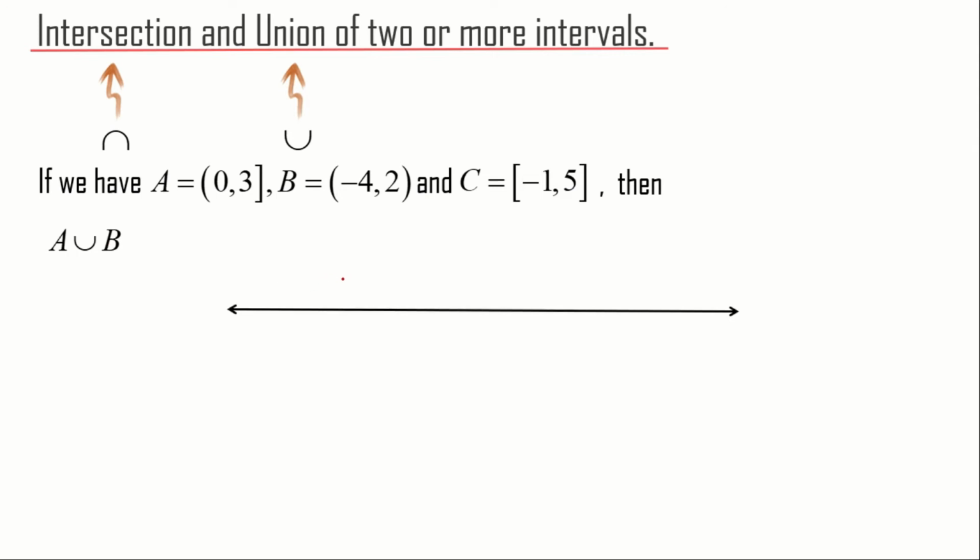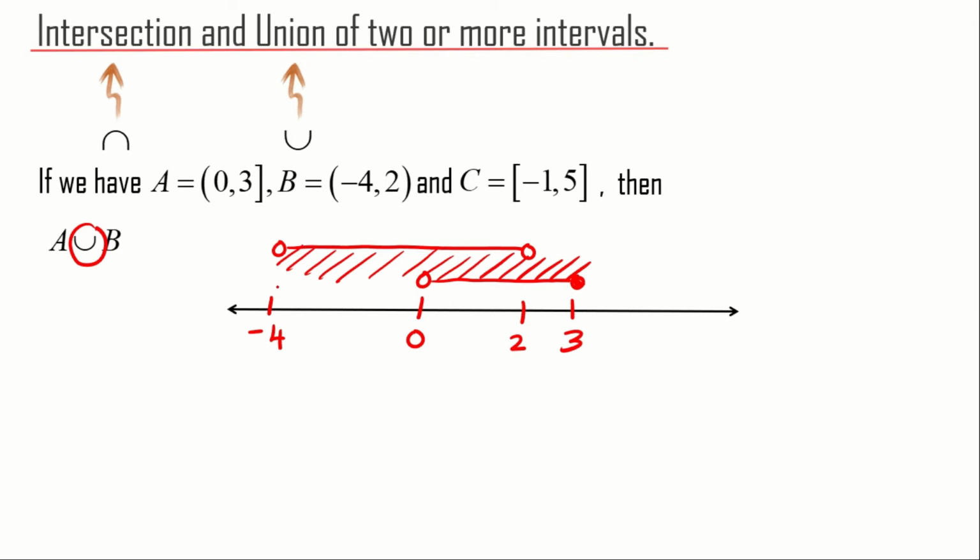So we will draw the number line. A is from 0 to 3. Let's say this is 0 and this is 3. From 0 to 3, empty circle at 0, then filled circle at 3. Okay, and B we have from -4. So let's say somewhere here is -4 until 2. From -4 until 2, both of them are in empty circles. So A union B is basically everything that has a line.